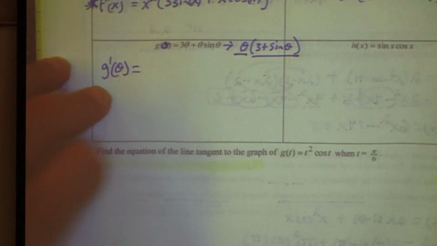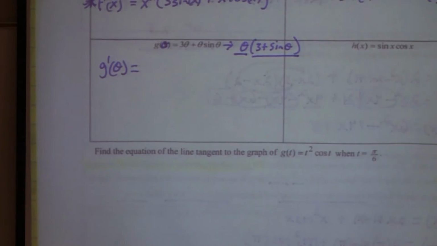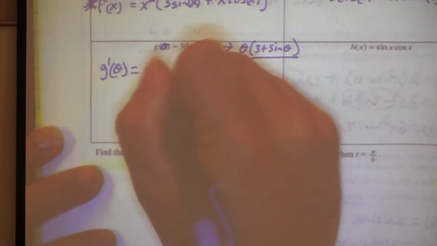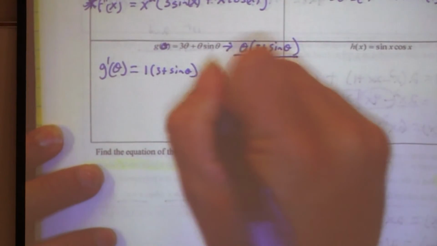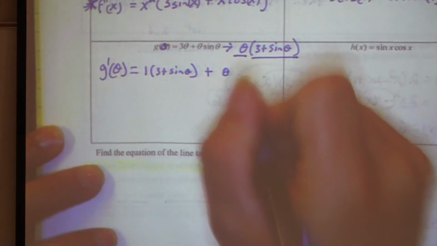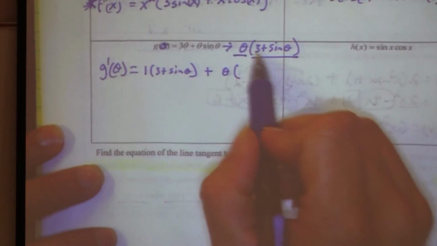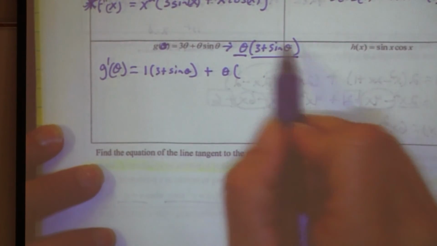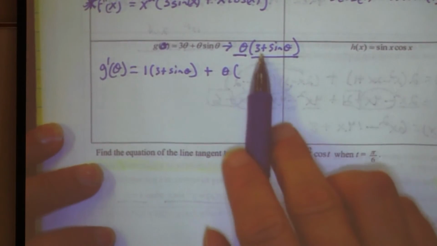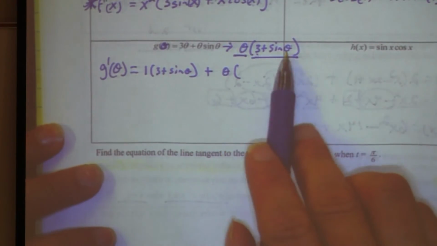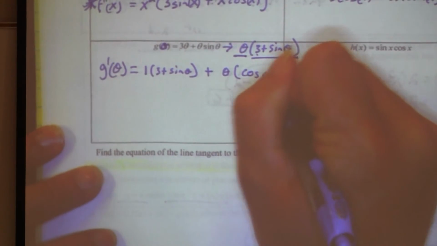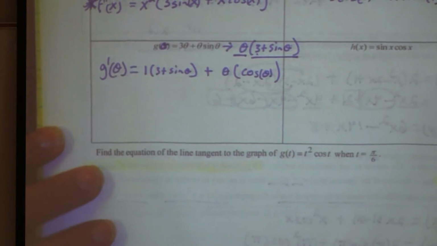G prime of theta. There's more than one way to skin a cat. Okay. So what would we end up with here? Just 1 times 3 plus sine theta, okay, plus theta times the derivative of the second. So what would be the derivative of this? 3 plus just cosine? Yes. The derivative of 3 is 0, right? The derivative of sine is cosine. Oh, cool. That worked out nice and pretty.